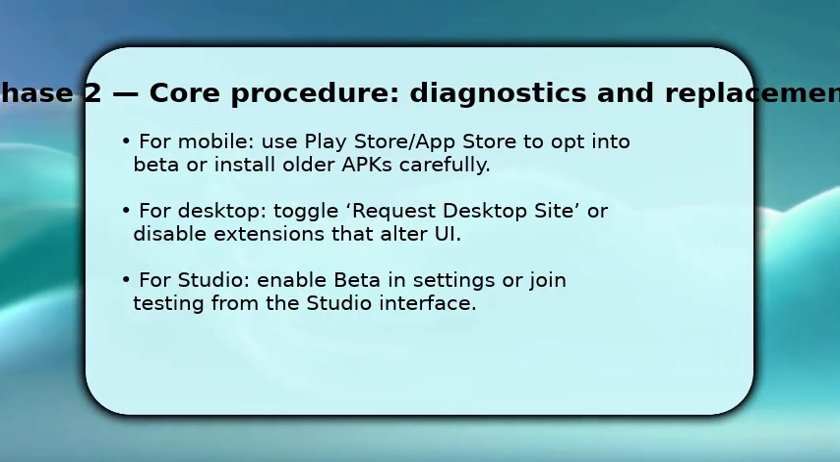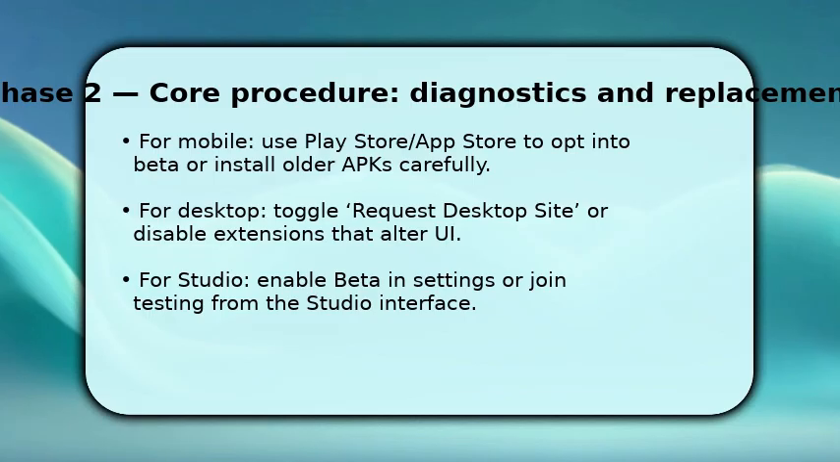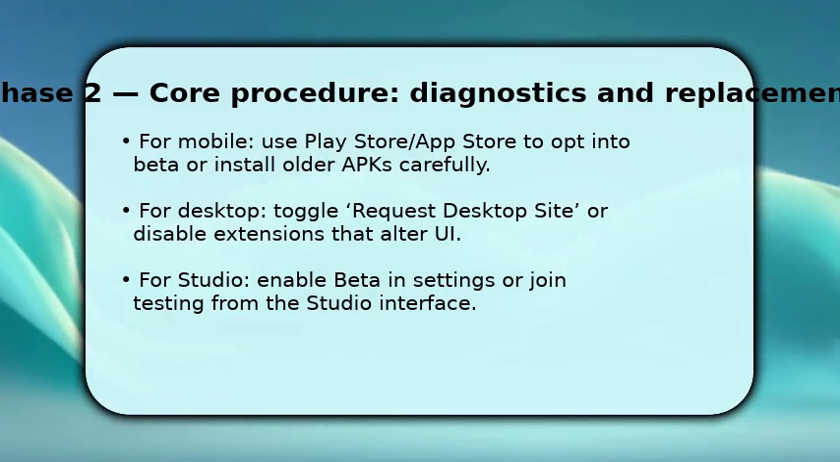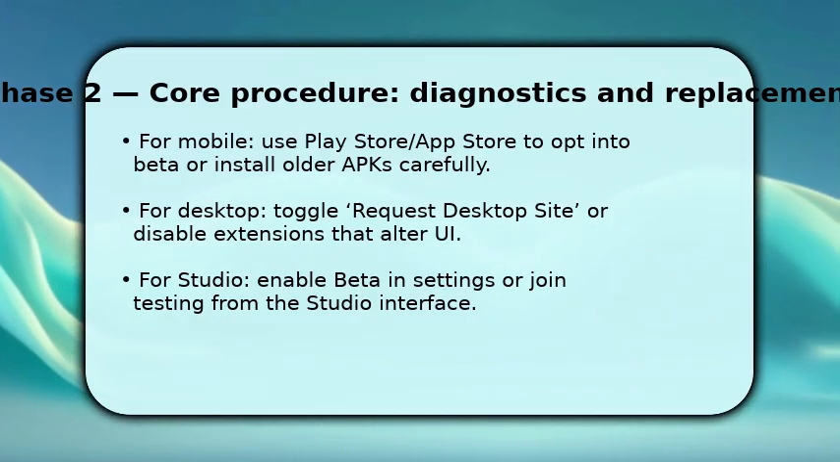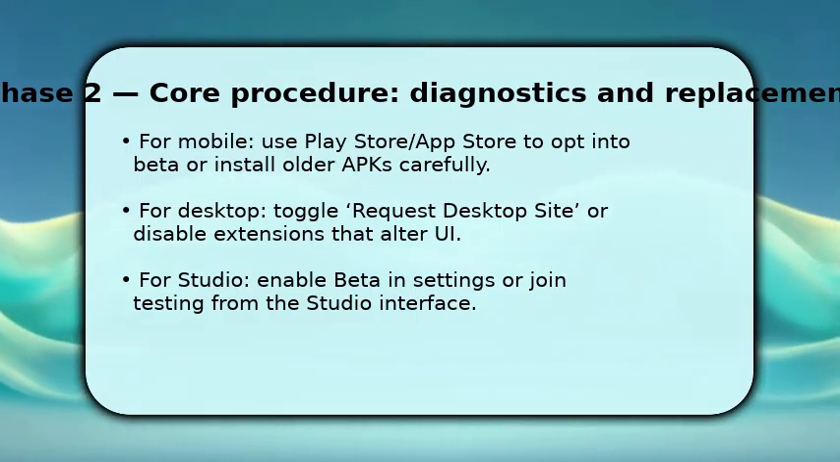For desktop, request the desktop site, clear cache, or disable UI modifying extensions to restore default behavior. For YouTube Studio, go to Settings and enable beta or join testing. Once done, restart the app or browser so the new build or setting fully takes effect.